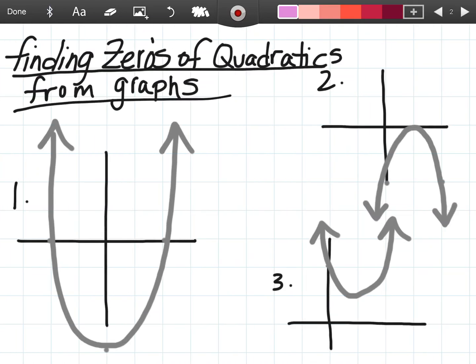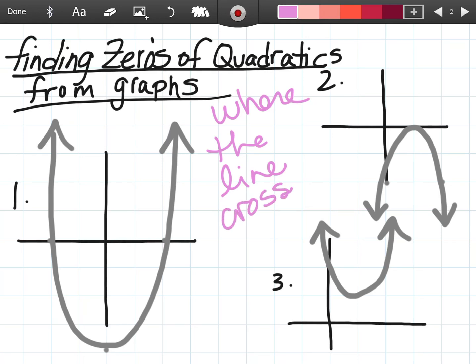Finding zeros. This is pretty easy. Okay, to find our zeros, we want to see where the line crosses the x-axis, and that's the key thing there, the x-axis. Okay, so number 1 is really easy. I see it crosses the x-axis at -2.